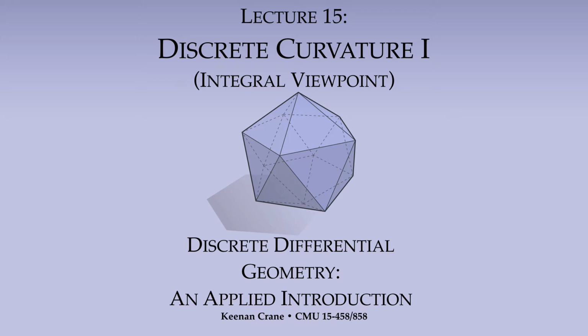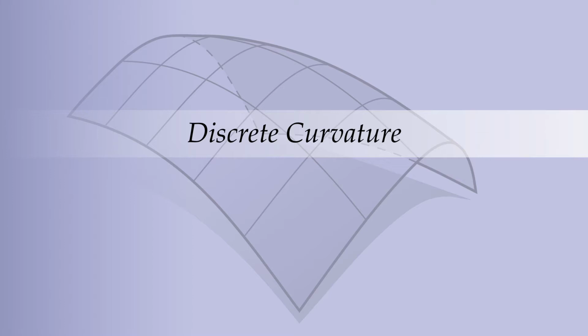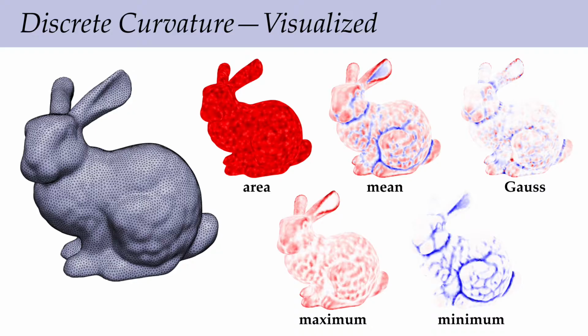Okay, so first, before jumping into all the definitions, let's just take a look. What does curvature look like, and what do we aim to do here? So our basic task is that we want to take a triangulated surface like this bunny and be able to compute many of the different notions of curvature that we talked about last time in our lecture on smooth curvature.